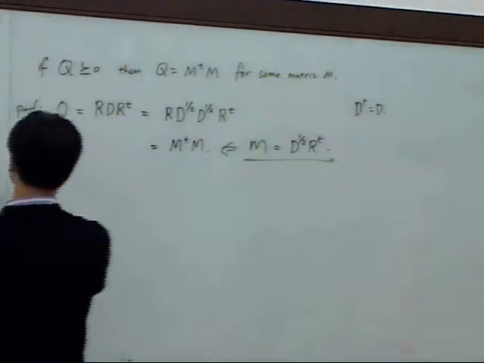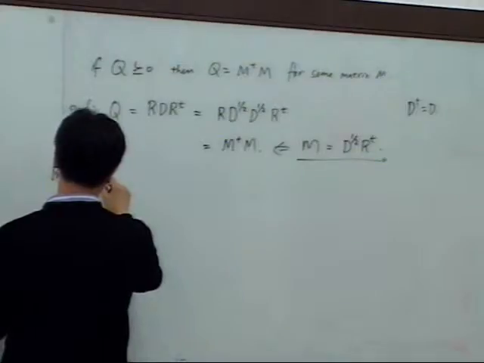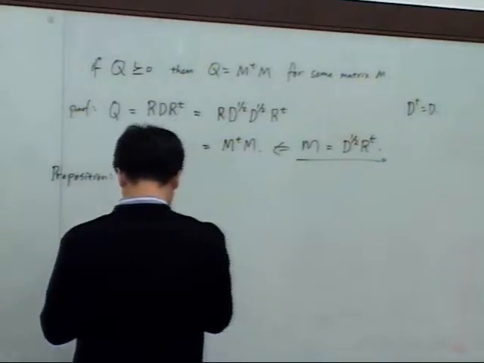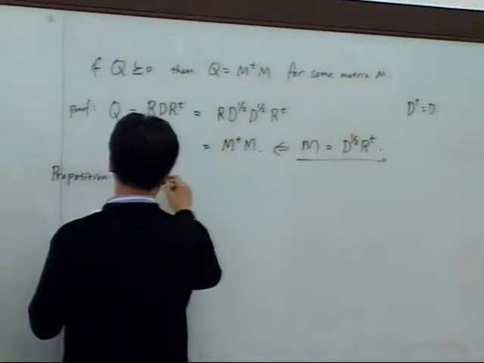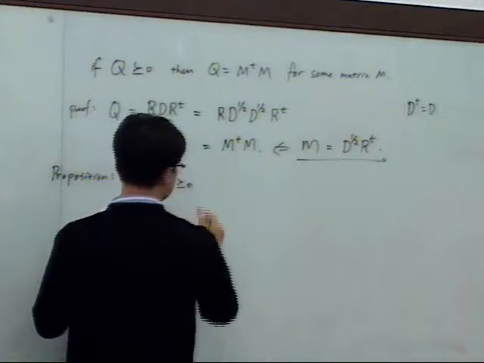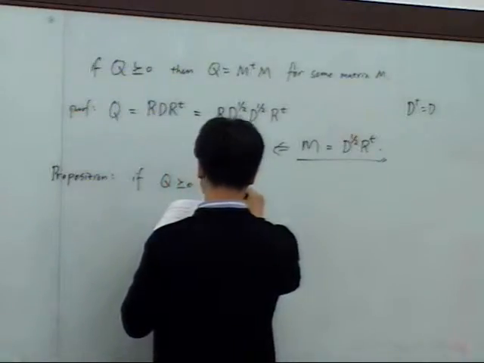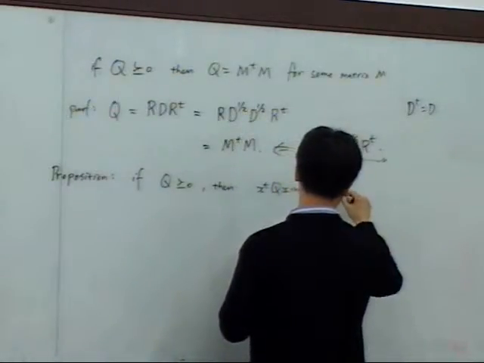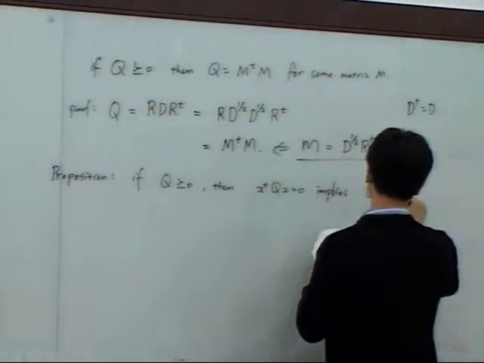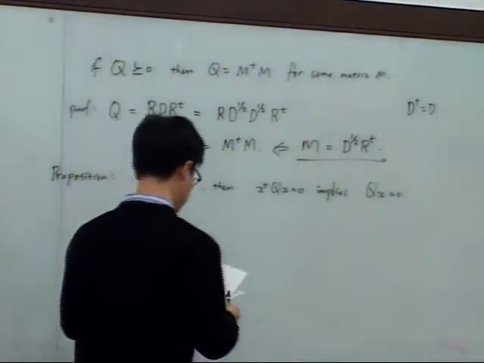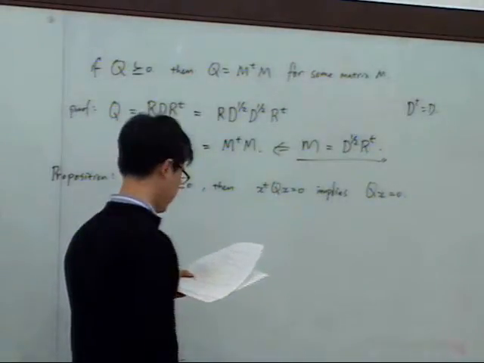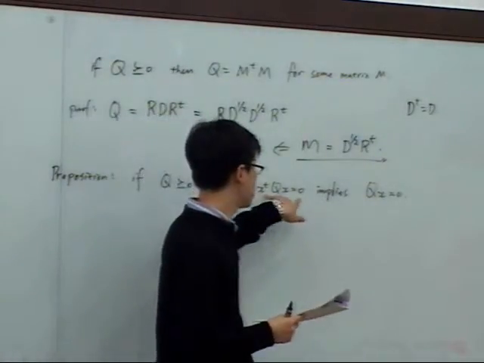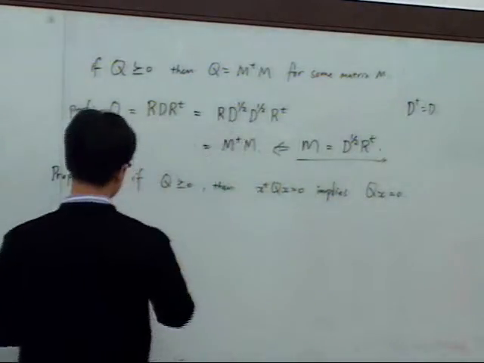Okay, next thing, next proposition. If Q is positive semi-definite, then x transpose Qx equal to 0 implies Qx is equal to 0. Okay? This means if this is true, then this is true.